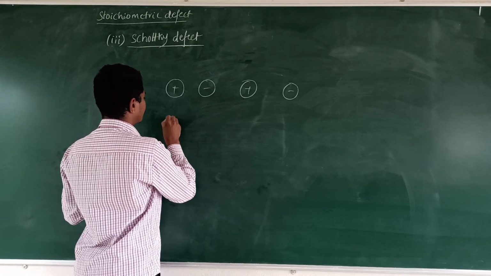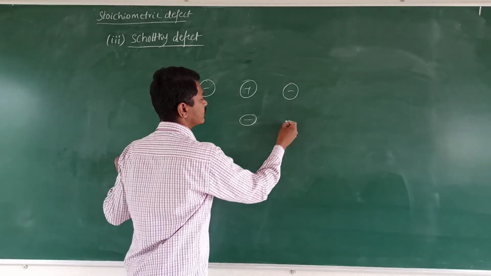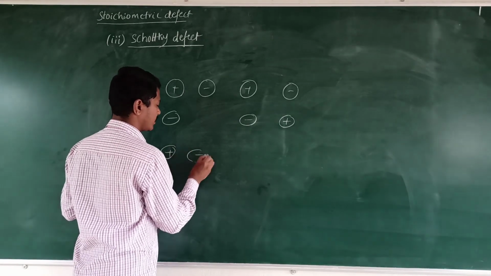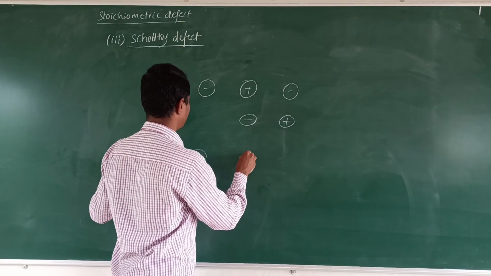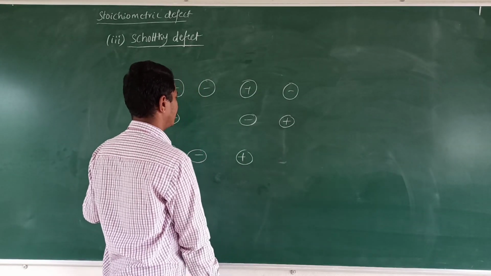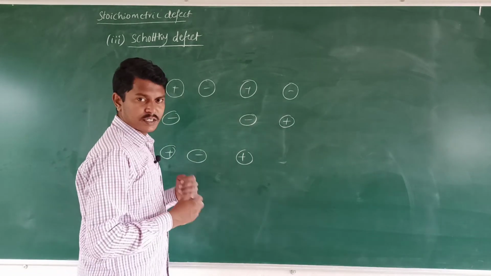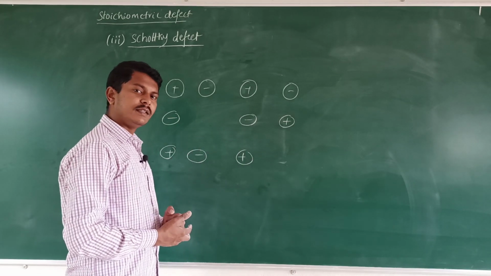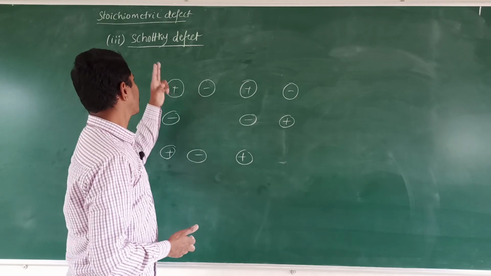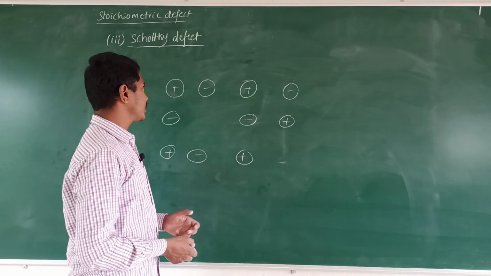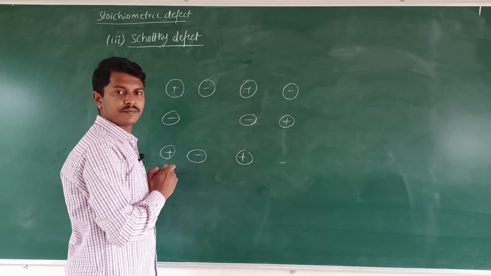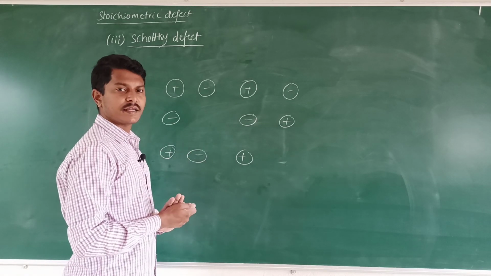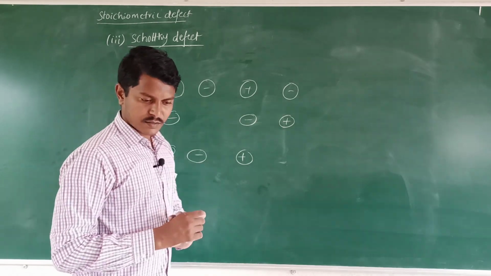Here anion, cation is missing, again anion, cation. See here, cation, anion, cation, again anion is missing. Like this, in the crystalline substance, missing of an equal number of cations and anions from the lattice sites is known as Schottky defect. What happens here? Density is decreased. Volume remains the same, but density decreases. Got it?